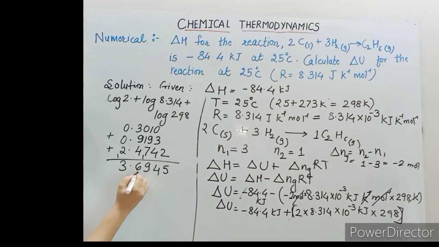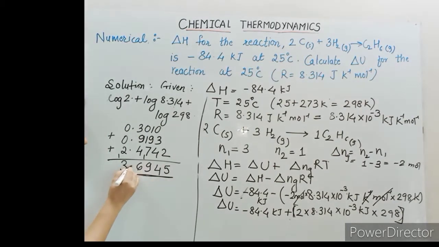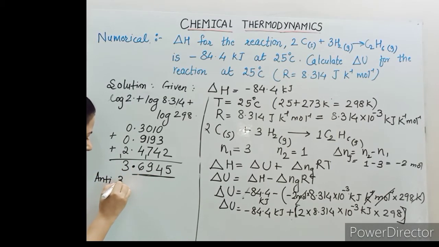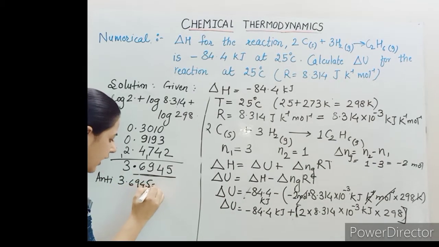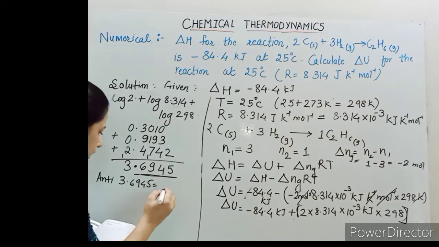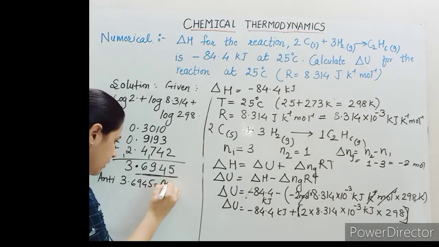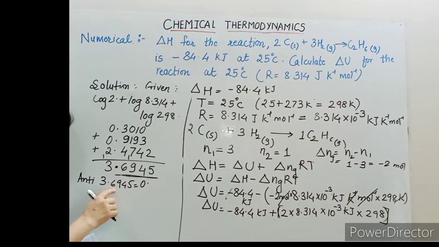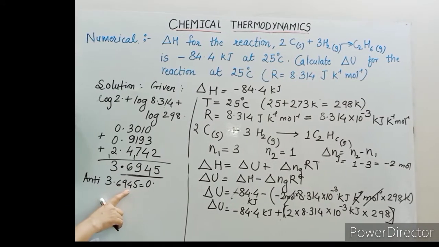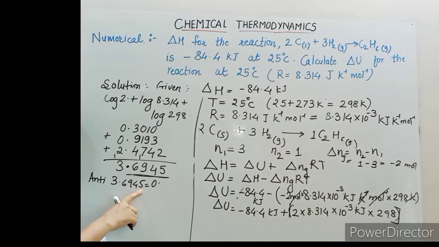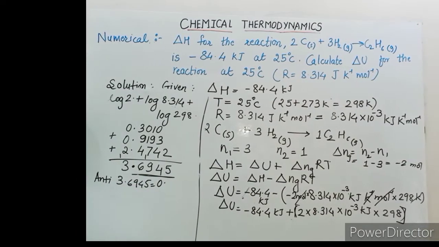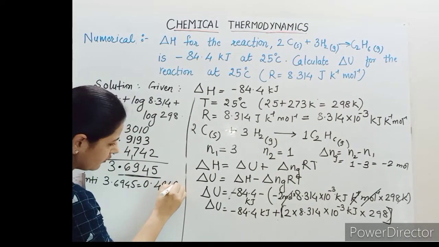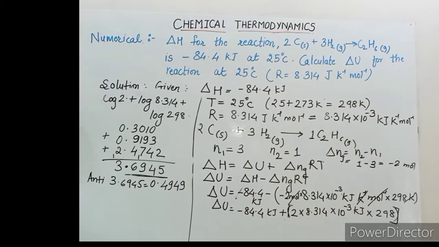Now, this is not the answer. We have to take the antilog of this number, 2.6945, and that will be our answer. We check the antilog for 0.69: we move to the 4th row and add the mean difference of the 5th row. So for 0.6945 we get 4949. Okay, so this is our answer.